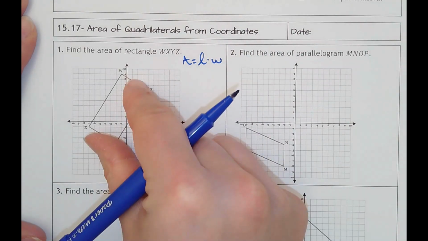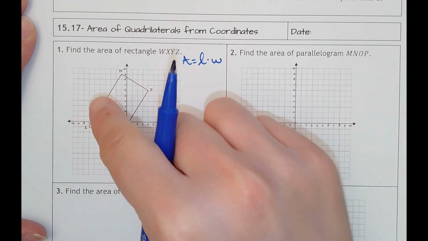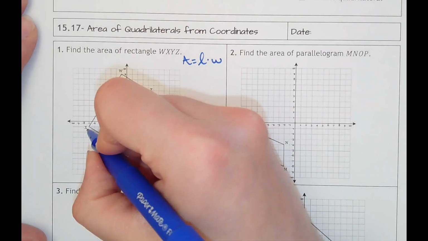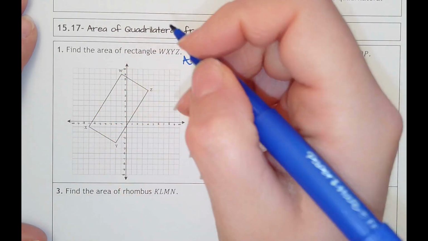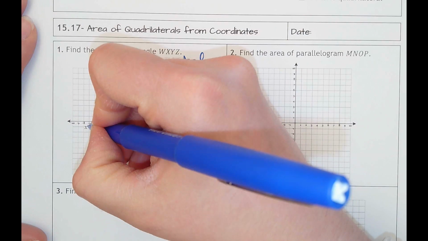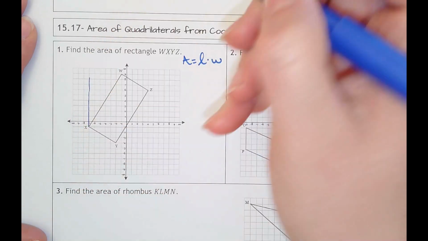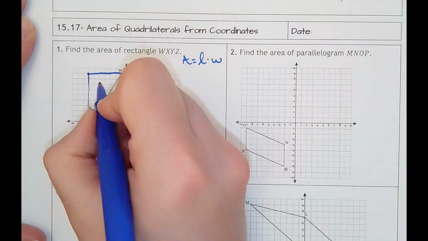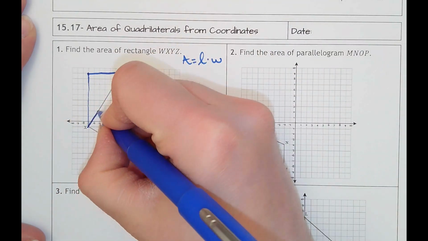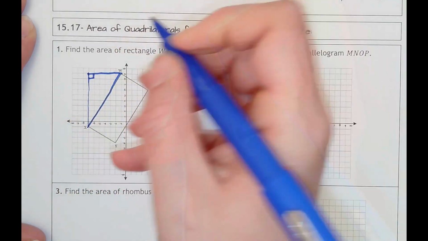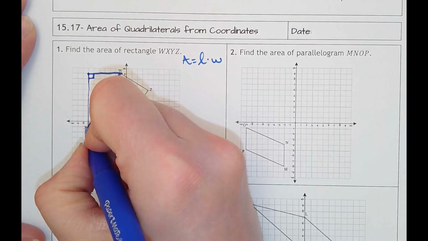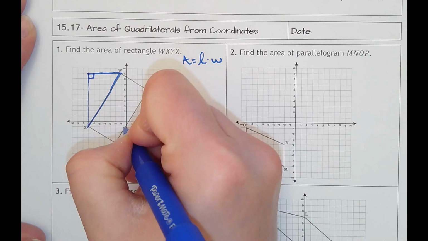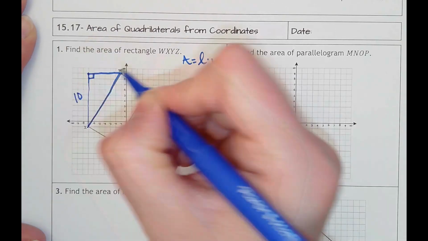If this rectangle had been turned so that we had vertical and horizontal lines, no problem. But because it's slanted, we have to use the distance formula of the coordinates, or just make some right triangles so that we can do the Pythagorean theorem. To find this distance, I need to know the two legs of my triangle. From x to w, if this is at -1 and this is 9, this must be a distance of 10.